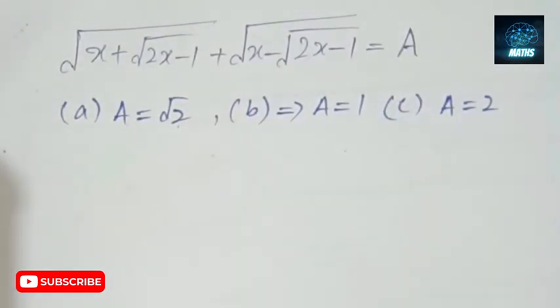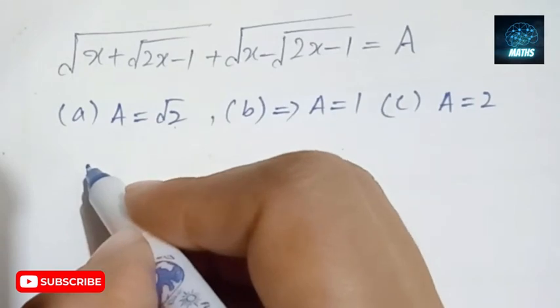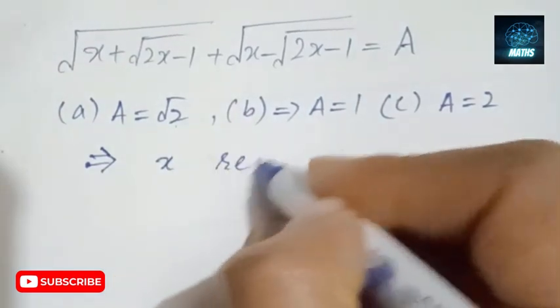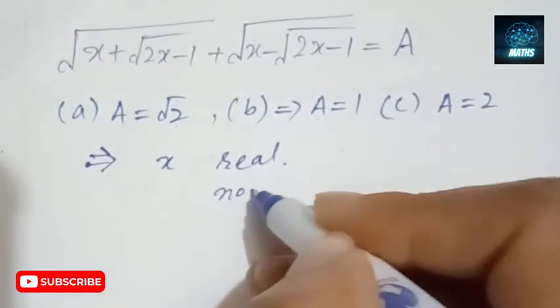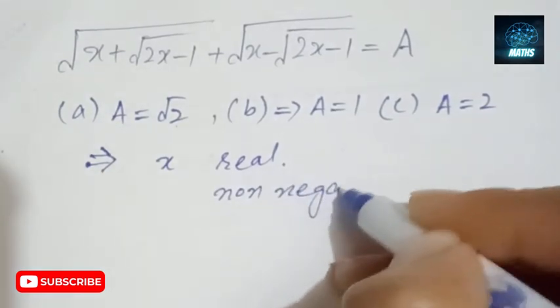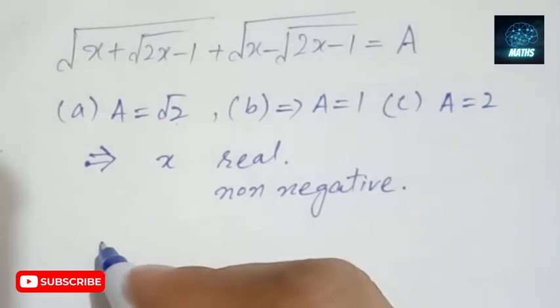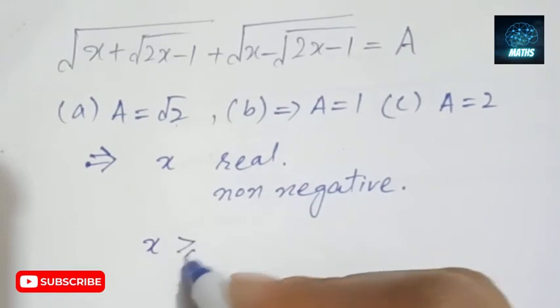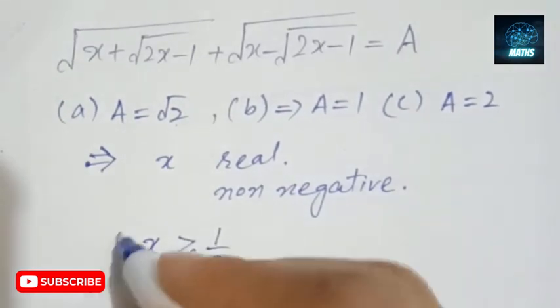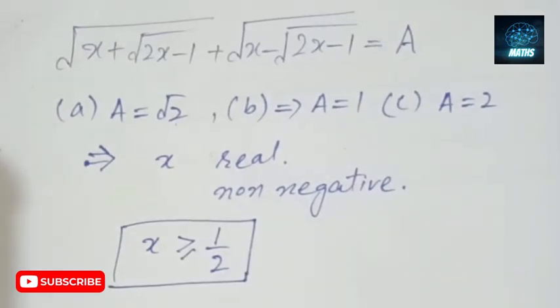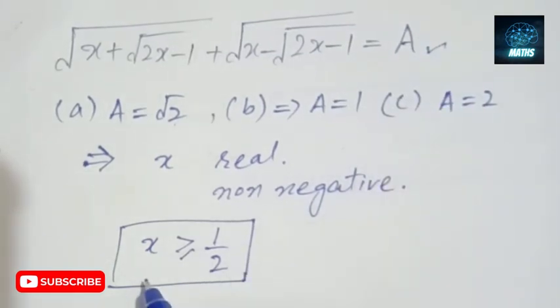So the two terms are clear, that the values of x are real and non-negative. So from this, the square root implies that x will be greater than or equal to 1 by 2. So this is clear. Now next we are going to solve this equation for the values of x, and this is clear that the values of x are greater than or equal to 1 by 2.